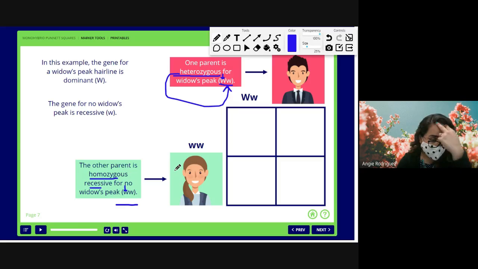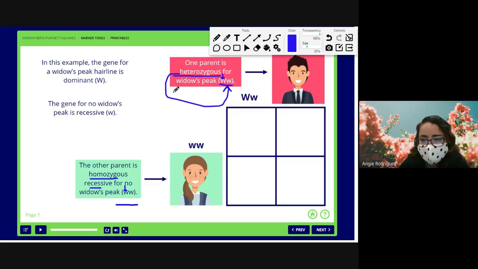But if you do have that little point here on your forehead, you're probably like this guy, and you're going to have that big W, which is the dominant trait, which stands for widow's peak, or means you're going to have that little point for widow's peak, like this guy right here. Okay, so these are just the parents.